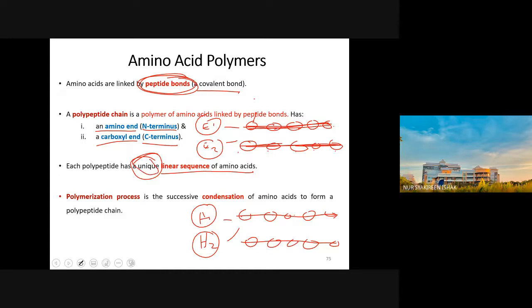And then okay, so polymerization process is a successive condensation of amino acids to form polypeptide chain. So you have many amino acids, you want to join them together to form a polymer, polypeptide chain. So the process is condensation. So kalau nak join 5 amino acid, dia akan release berapa air? 4 contohnya. If you want to join 100 amino acids, you form 99 water molecules during condensation reaction.